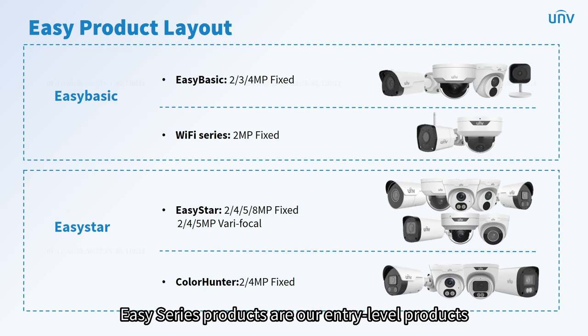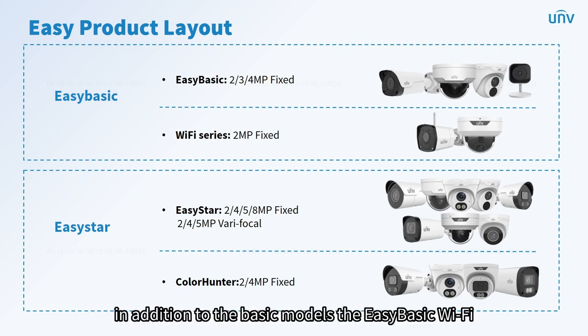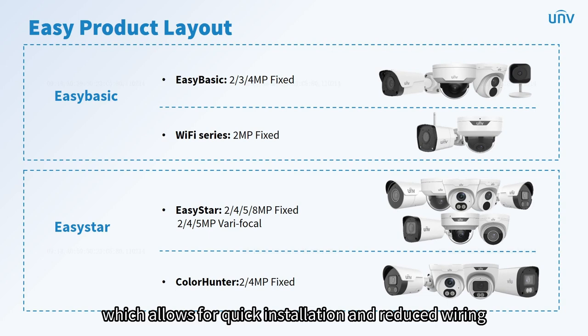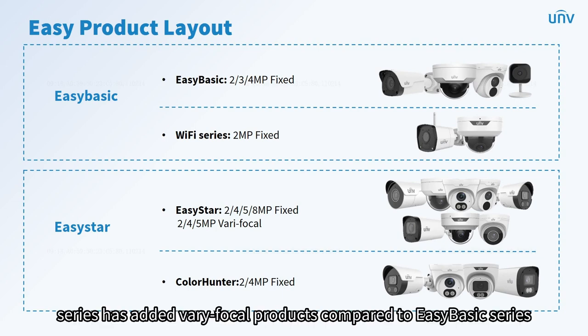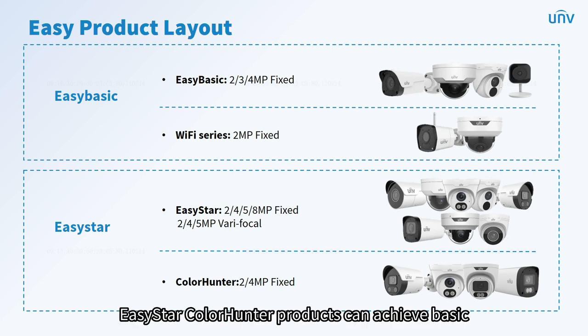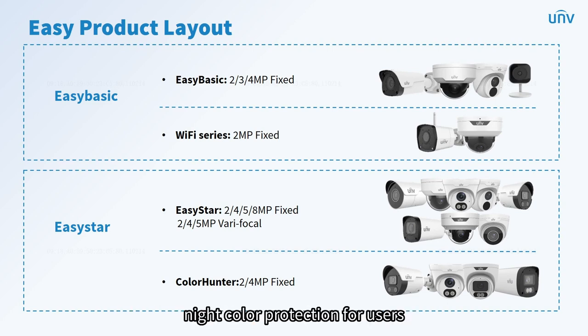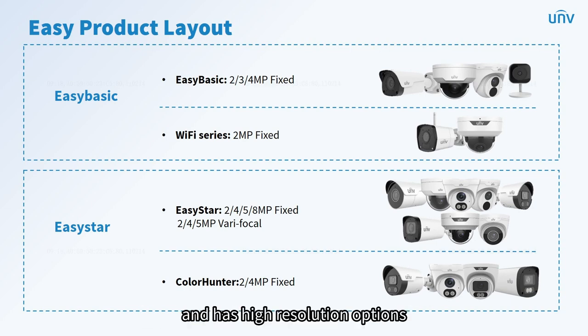Easy Series products are our entry-level products, including two sub-series, Easy Basic and Easy Star. In addition to the basic models, the Easy Basic Wi-Fi series, which allows for quick installation and reduced wiring, is also a featured product. Easy Star series has added varifocal products compared to Easy Basic series. Easy Star Color Hunter products can achieve basic night color protection for users. Overall, Easy Basic provides users with the most basic protection needs, while the Easy Star series supports 120 dB WDR and has high resolution options.